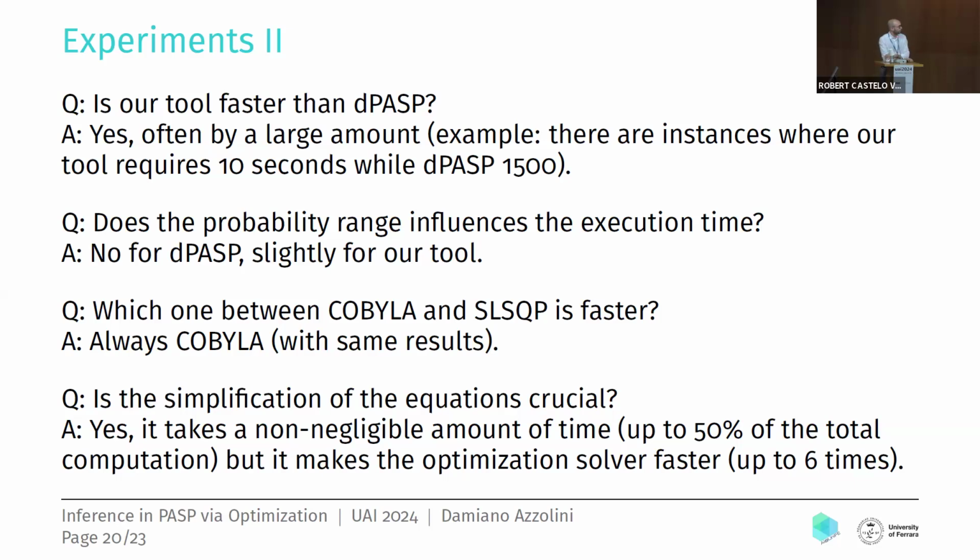And then an interesting one: is the simplification of the equation so crucial? The answer is yes. It takes a non-negligible amount of time, where the total amount of time is given by the conversion of this program into a compact form, which we call compilation, extraction of an equation, simplification, and optimization. This is the total time. If we consider the time spent on simplification, this is up to 50% of this time.